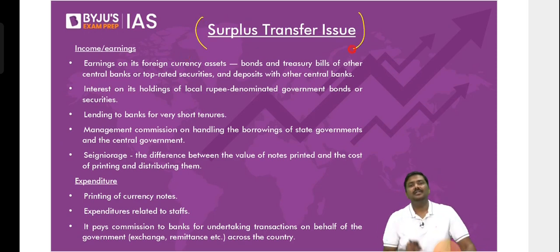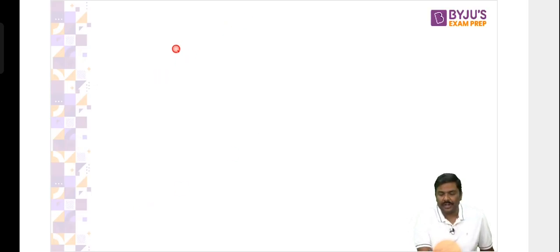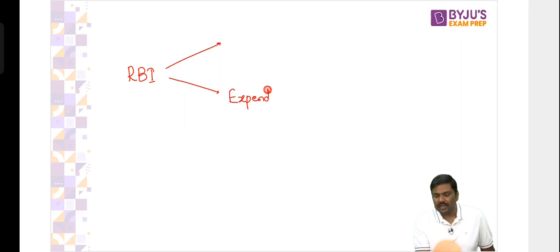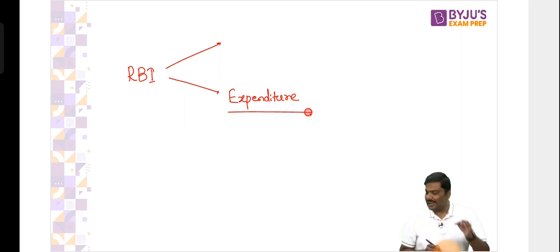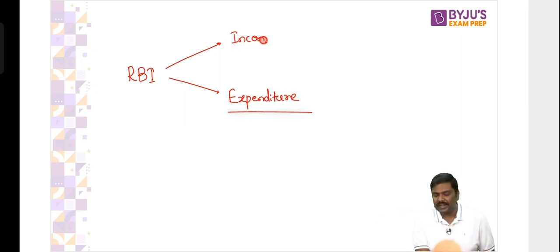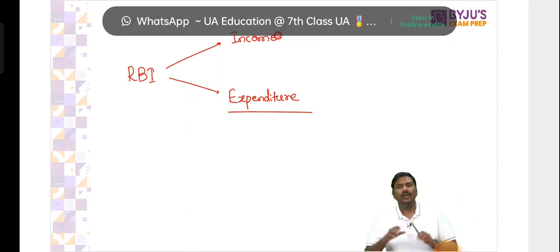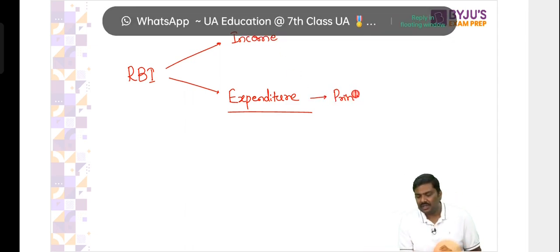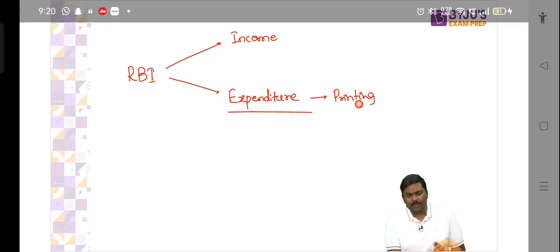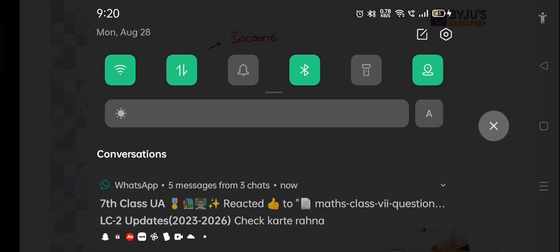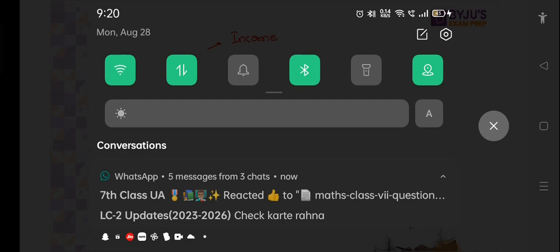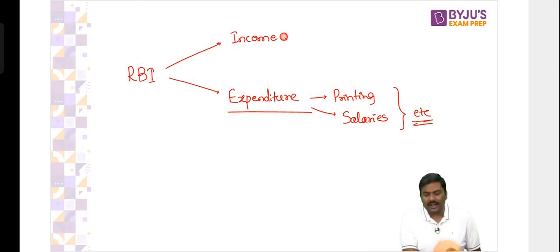Now come to the concept here, the surplus transfer issue. What is the surplus transfer issue? Let's start with an example. Here is Reserve Bank of India. Here is RBI. RBI will incur expenditures and RBI will earn revenues. If there's a problem, let me know. RBI will incur expenditure and RBI will also earn income. That is money. So where does RBI incur expenditure? RBI will spend money on printing currency notes. RBI will have to pay salaries, etc. Now can I simply say these are nothing but expenditures? On the other hand, RBI will also earn income.